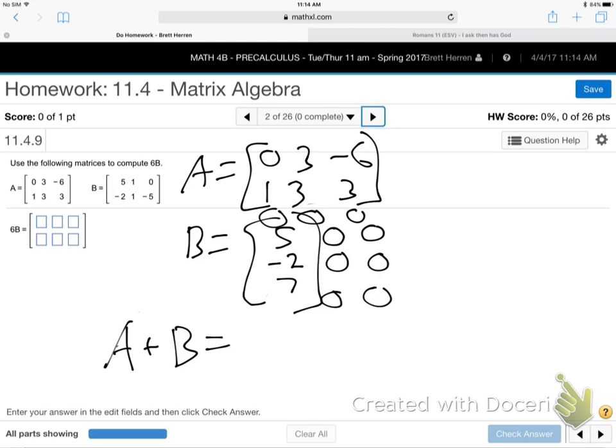What did they do? Does anybody know? How do you add matrices that are different sizes? Done a little bit of matrices in another class? Nobody knows? They said, don't do that.